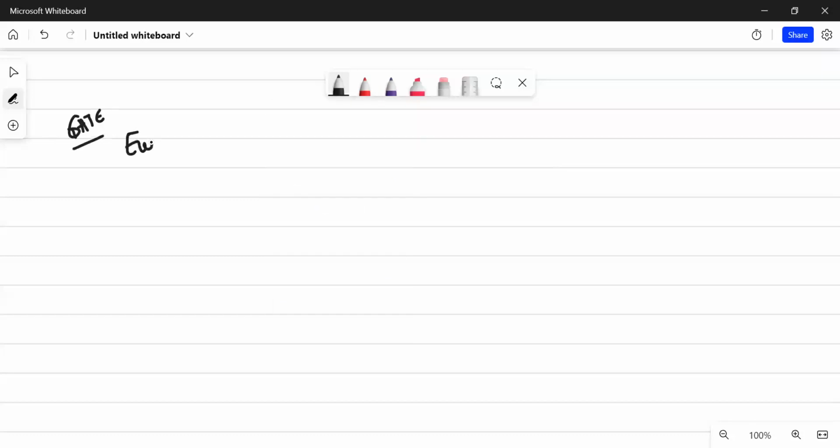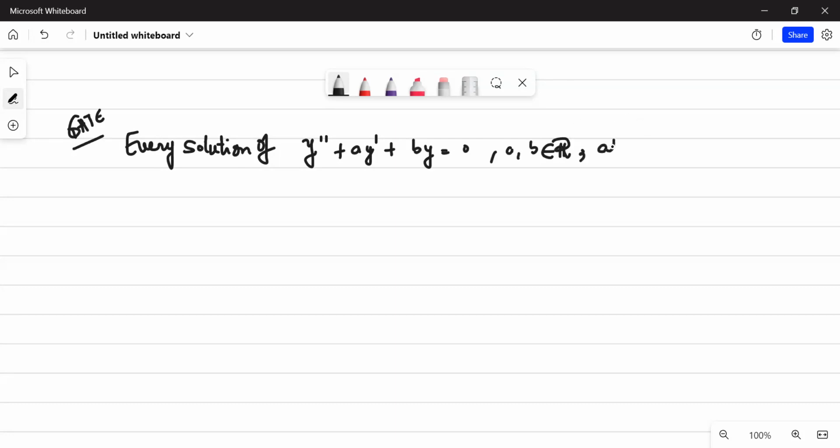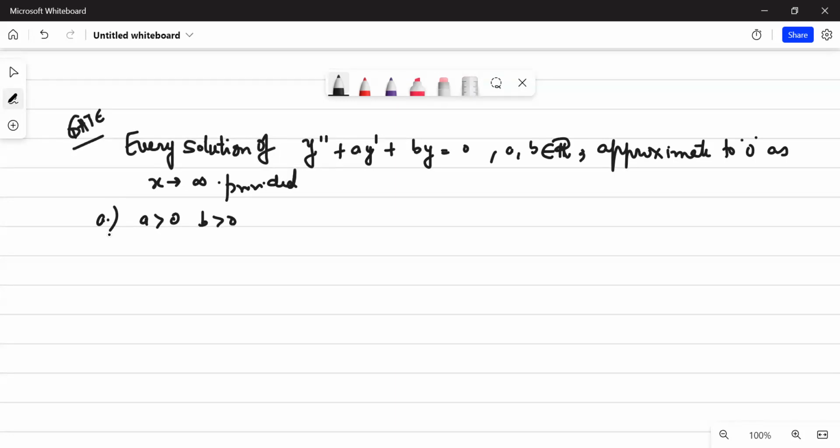So the question says that every solution of y double dash plus a y dash plus b y equal to 0, where a and b are some real constants, approaches 0 as x tends to infinity, provided that one of the following options holds. Following options are given to you.